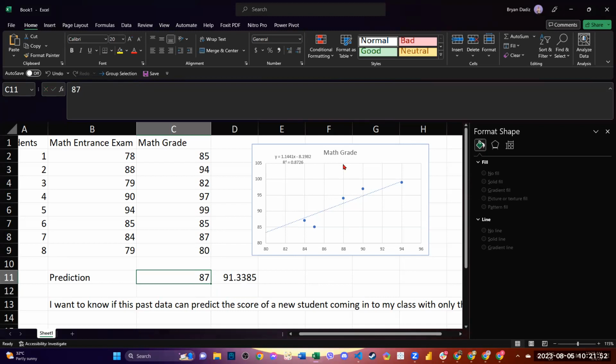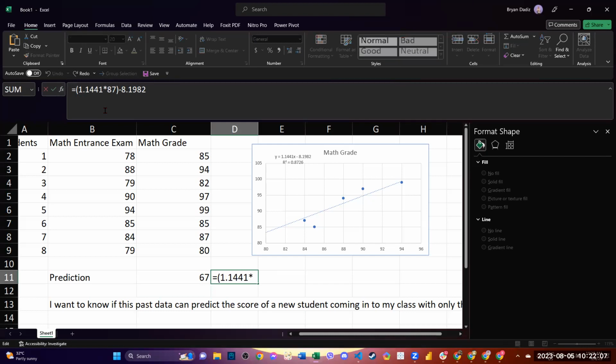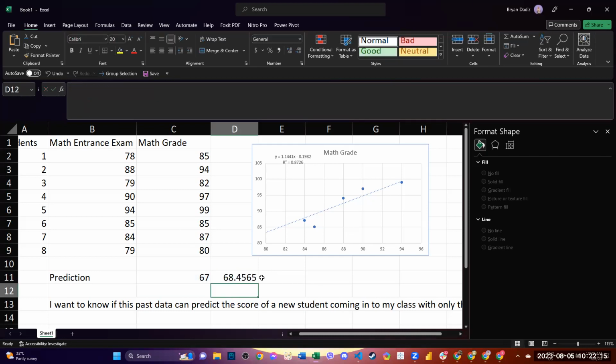So if we get another new student, let's say the grade of the student in the entrance exam is 67. Okay. So we can transpose that here. Possibly the grade of that student in the math course will be just around 68.45. So not good, right?